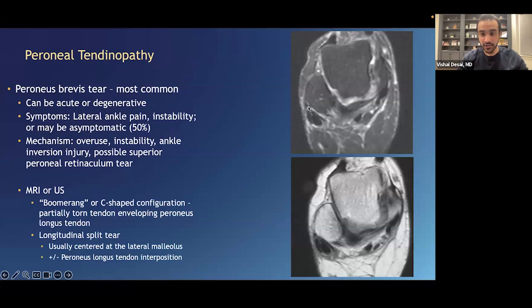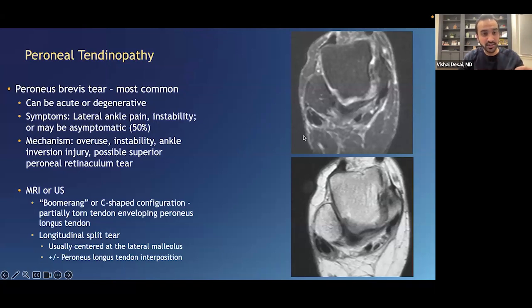For partial tears of the peroneus brevis tendon on MRI ultrasound is classically described as boomerang, C-shaped, or inverted U configuration, where that partially torn peroneus brevis tendon envelops that peroneus longus tendon. That can then progress to a longitudinal split tear. We end up with a complete tear through the central part of the tendon. And as the two parts of the peroneus brevis tendon separate, the peroneus longus tendon can actually fall into that gap. Those tears are usually going to be centered at the lateral malleolus.